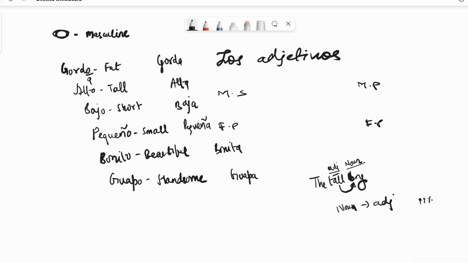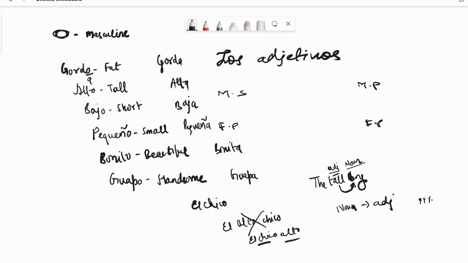So, what is a boy? A boy is el chico. So, what would be the tall boy? If I asked you, you would say el alto chico. You would just translate directly from your native language, that is English. You would say el alto chico, which is completely wrong. It will be el chico alto. So remember, the noun comes first, then the adjective.